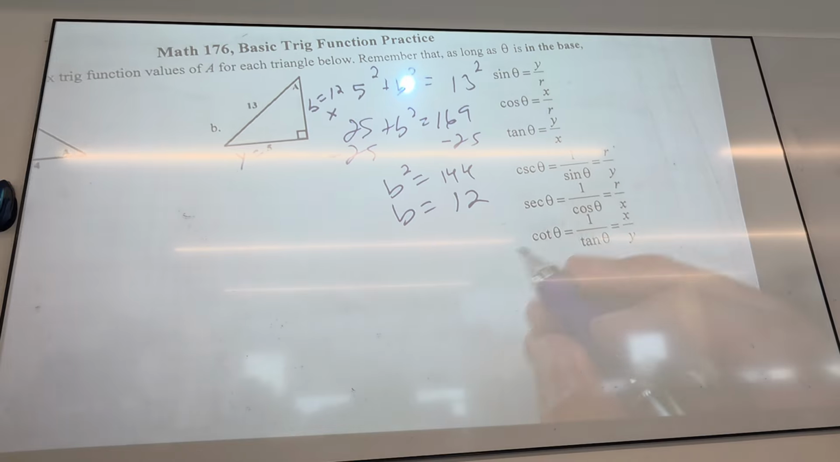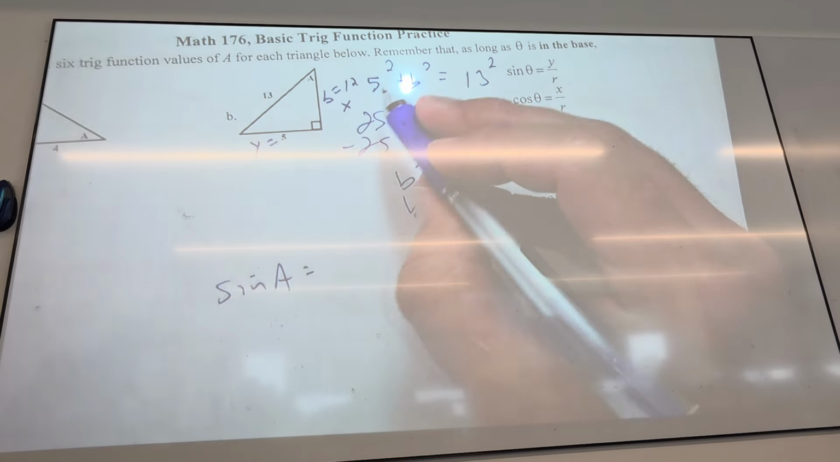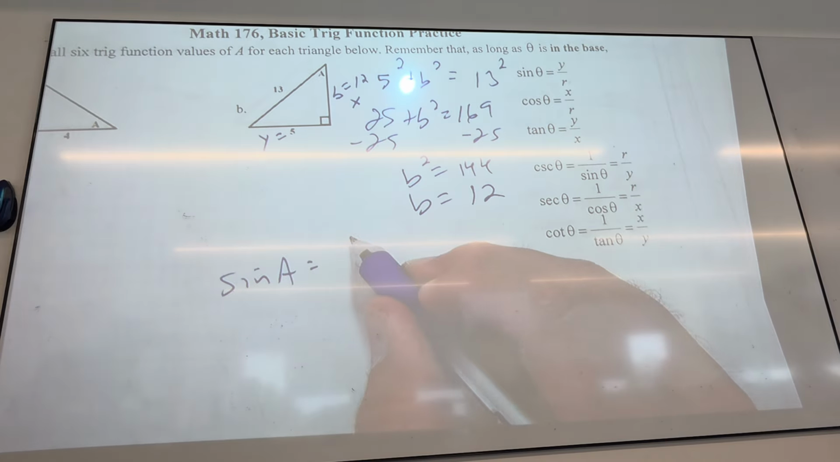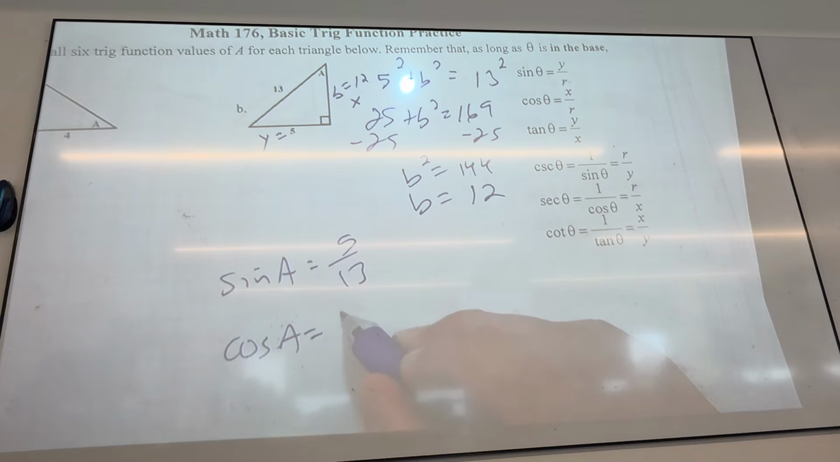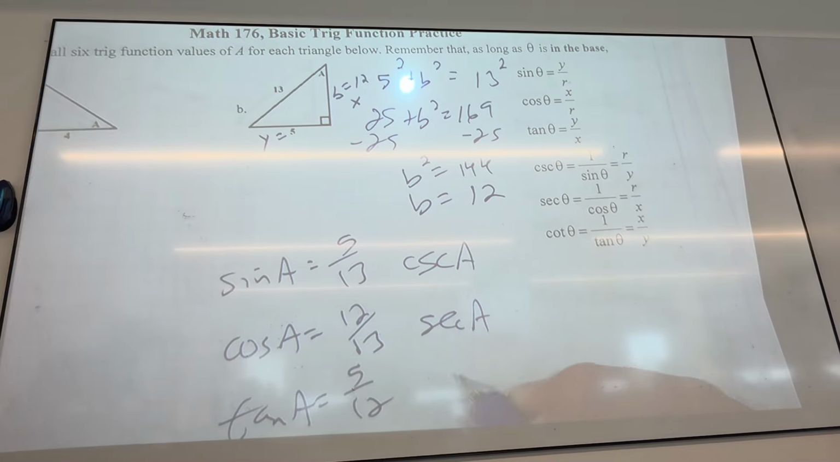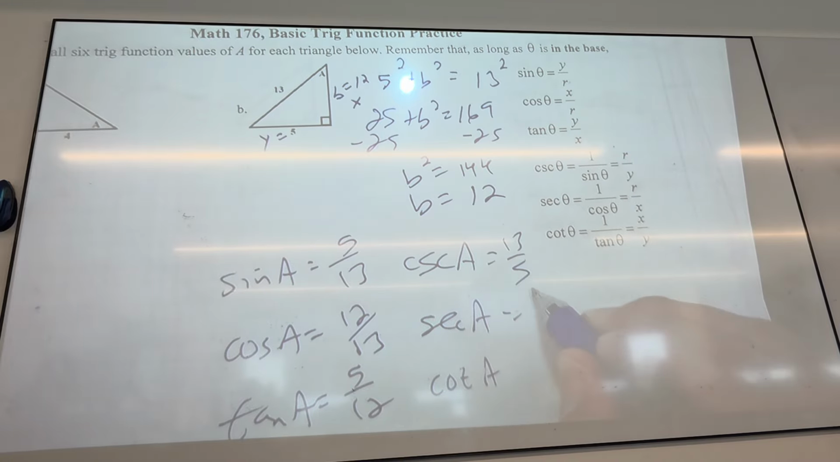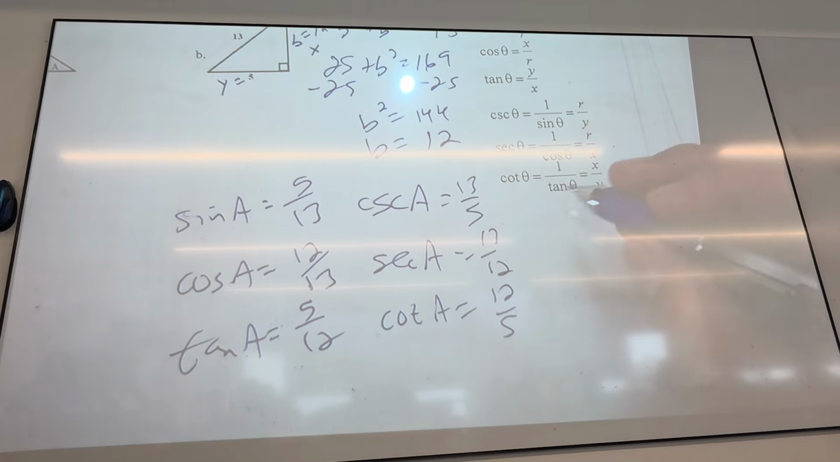So what's sine of A? 5/13. The Y side over the hypotenuse. Cosine A, 12/13. Tangent A, 5/12. And all these are quick and easy because you just look at these and flip, flip, flip.